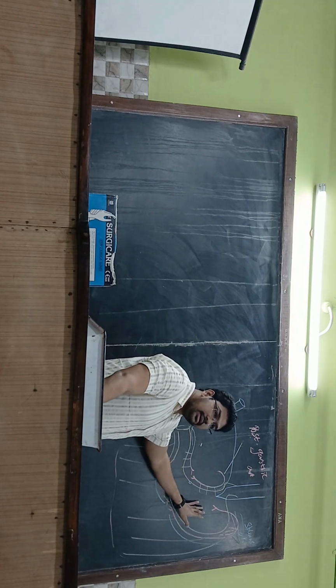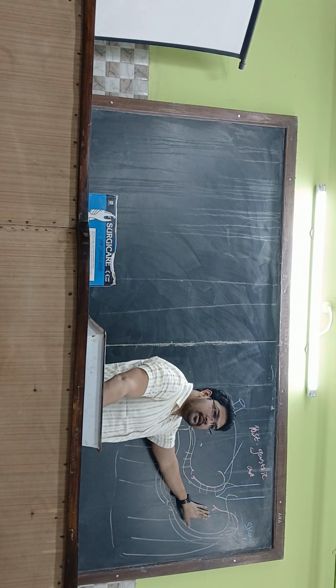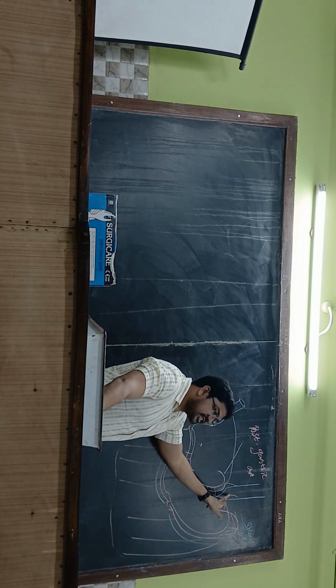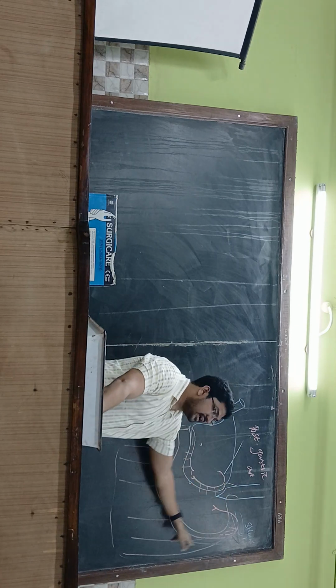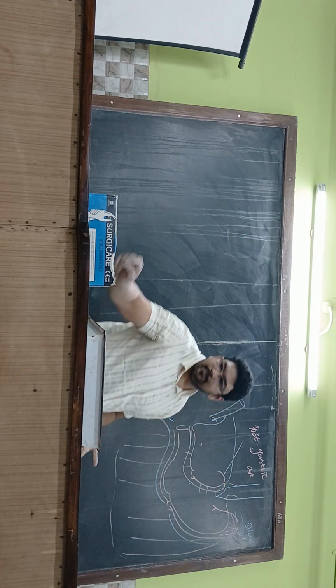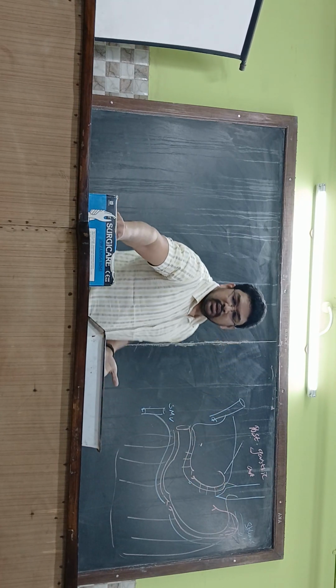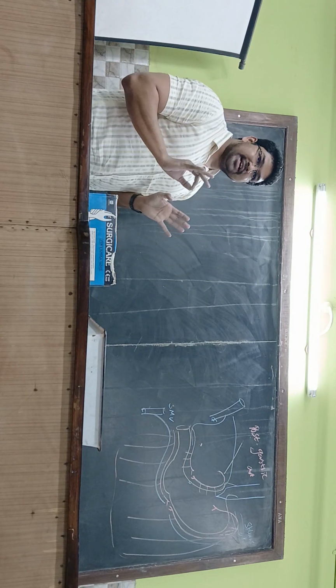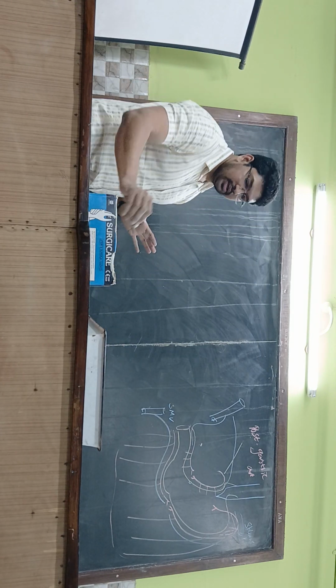So what are the ligaments of the stomach? So far we have seen the gastrophrenic ligament, the lesser omentum and the greater omentum. What are the other ligaments? Gastrosplenic ligament. Could you remember the gastrosplenic ligament or not? So where is it situated?